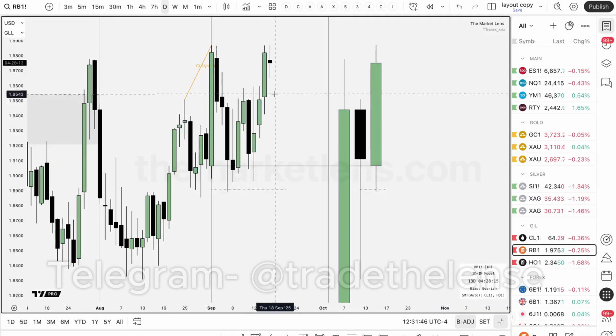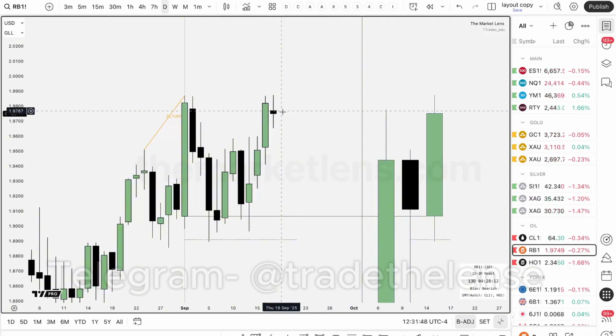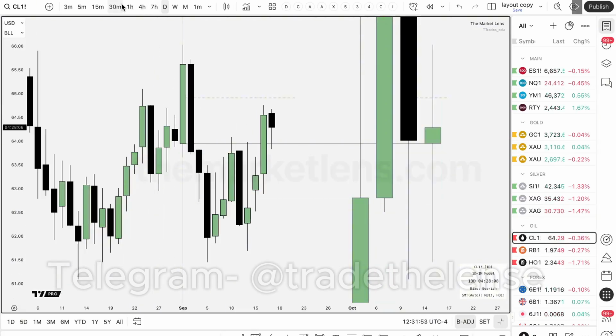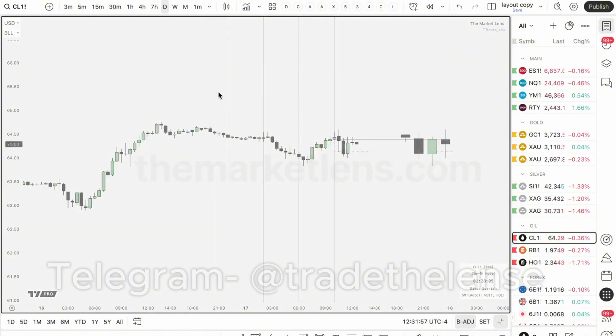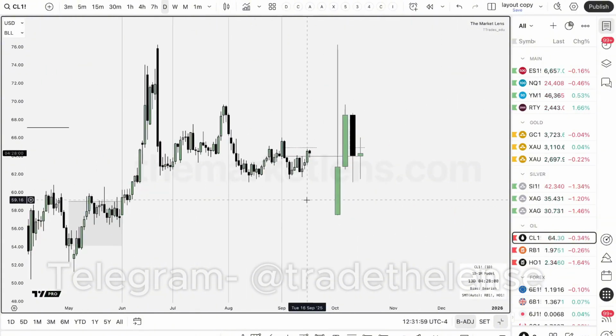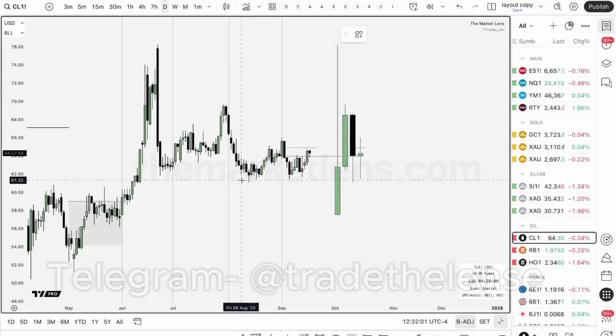This is why I avoid reversal days. Going to be completely honest, I just avoid reversal days because of this. If you're trying to short in here, you're just going to get chopped up. Do I think we should be short biased on oil? Sure, right? Because of all these.